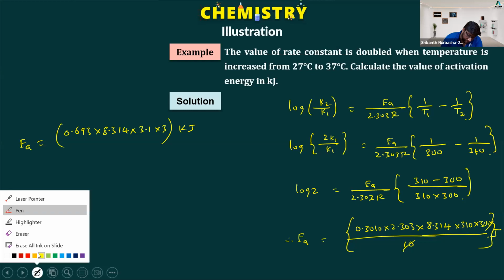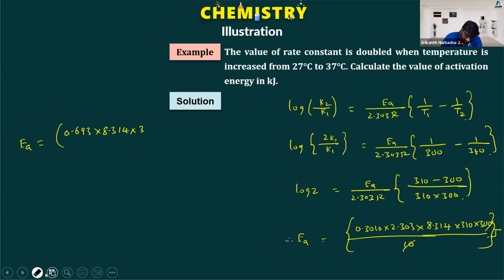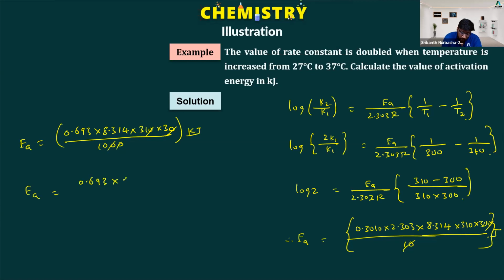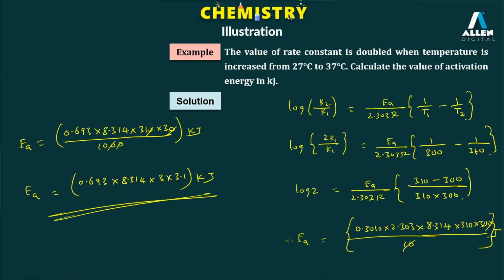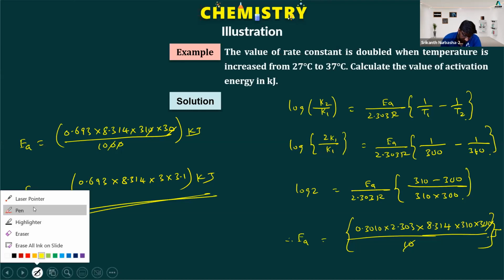If you have difficulty, write again. 310 into 3, in 310 into 30 divided by 1000 kilojoules. 0 gets cancelled, 0 gets cancelled. 31 by 10 is 3.1. So EA is equal to 0.693 into 8.314 into 3 into 3.1 kilojoules. These are the respective values of activation energy in terms of kilojoules. Clear or not? Yes, sir. Yes. This calculation part you have to do and report your answer.